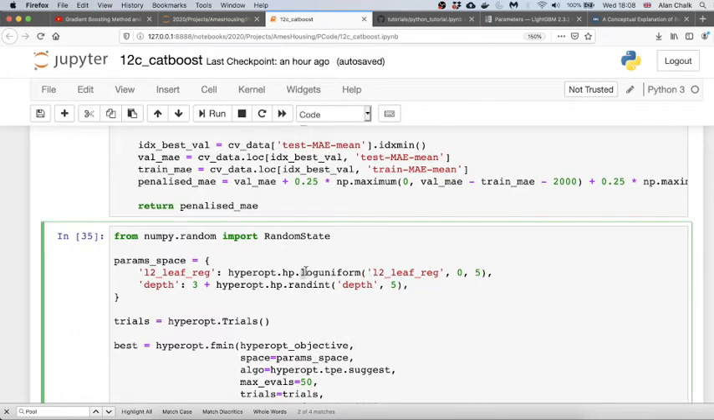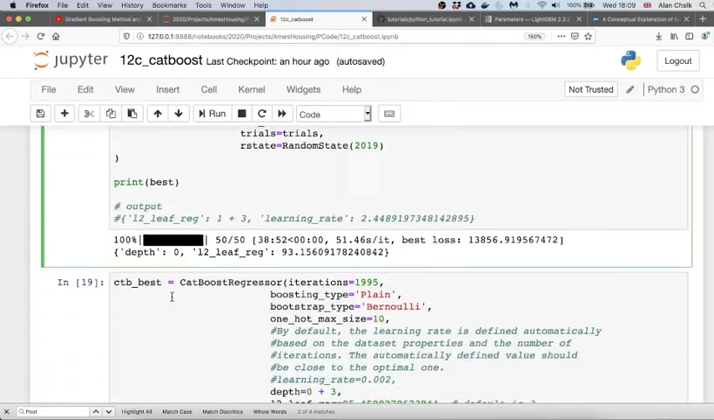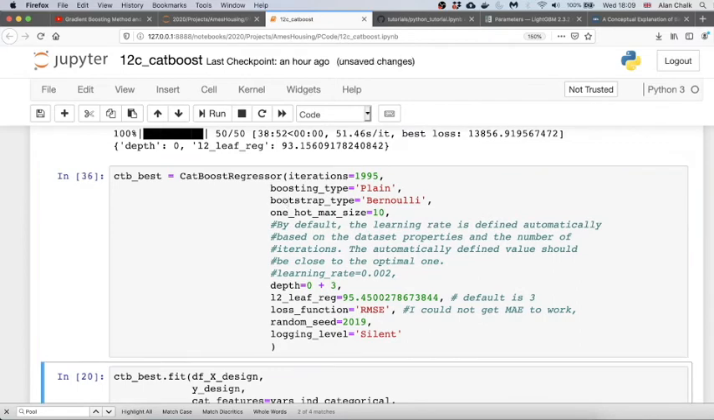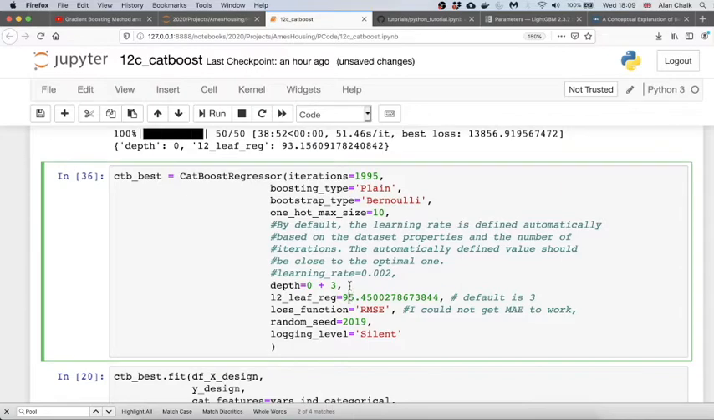It was a log uniform, so that means it could lie between e to the 0 and e to the 5. E to the 5 is about 148, and it's chosen 93. If you remember, I was playing around with regularization for leaves of around 40, 60, something like that. So 93 is quite a lot higher than I might have guessed. Let's fit one final model with these parameters. Depth 0 plus 3, regularization. You can see when I did this last year, it was 95, and the default is 3.